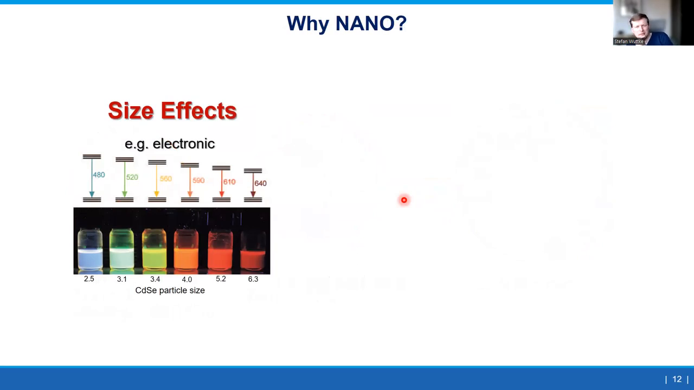So now, why nano? Why is nano interesting? You have some interesting electronic and optical effects. If you see a nanoparticle and change its size, 2.5, 3.1 nanometers, 3.4 nanometers, 4, 5.2, 6, you see you're changing the optical properties, you're changing the band gap. You will see in a moment why it's like this. But just by changing the size, and it's very small, actually it's just a few atoms difference. If you take a nanoparticle and add some atoms, maybe 10 atoms, you're changing the property. So you have a size-dependent property, and it's quite amazing that you can change so much with so little the property of the material.